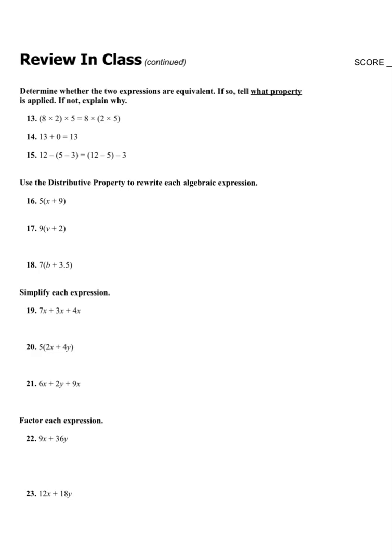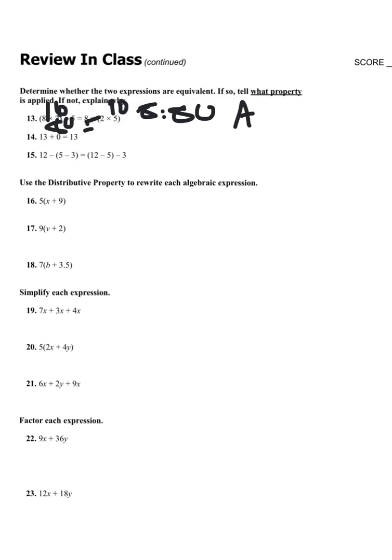So we can solve it to see if they are equal. So 8 times 2, we have 16. 16 times 5 is then 80. So we have 80 for right here equals 2 times 5 is 10 times 8 equals 80. So these two equations are equal. And the property that we used was the associative property.